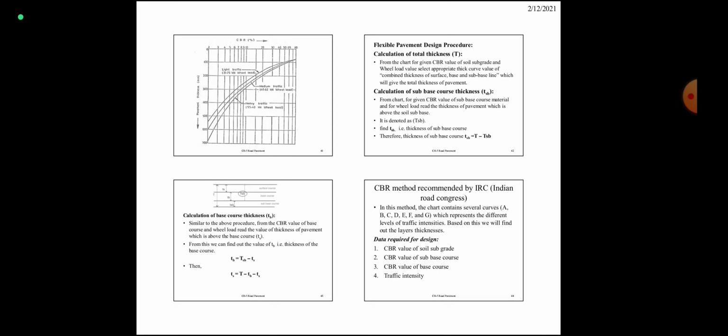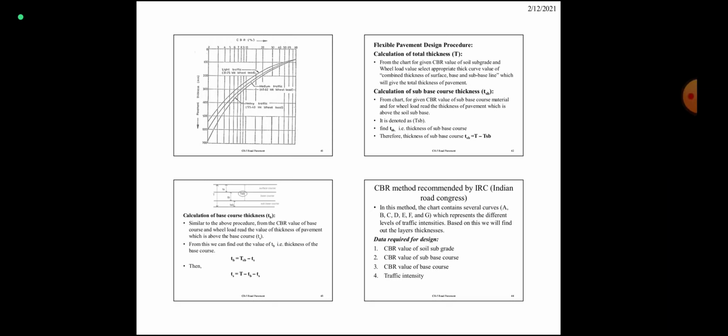From the chart for the given CBR value of soil subgrade and wheel load value, select the appropriate thickness curve value of the combined thickness of surface, base and sub-base course, which will give the total thickness of pavement.